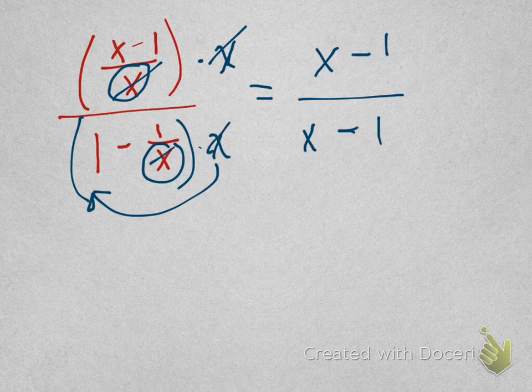And what do we have here? X minus 1 over x minus 1 is what? 1. That's nuts.